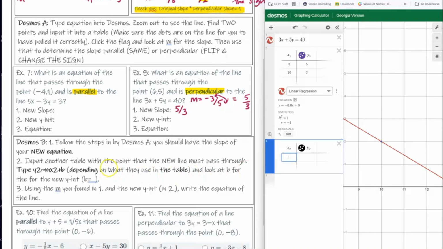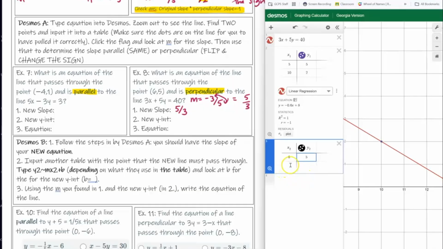And in this table, I'm really looking for my y-intercept. So I have my slope, I just need to find my y-intercept. So input another table with a point that the new line must pass through. So my point must pass through (6, 5). All right, 6 and then 5.